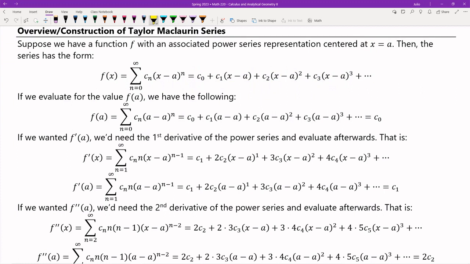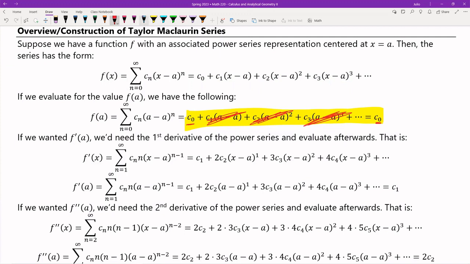Suppose we want to evaluate f of a. Whatever the function is, we want to plug in the value a into our function, right? That is equivalent to plugging a into our power series, which implies that we plug a into our completely expanded power series all the way out to infinity. And hopefully you see what's going on: a minus a cancels away, that cancels away, that cancels away. So the only thing left is C sub 0. Okay, cool.